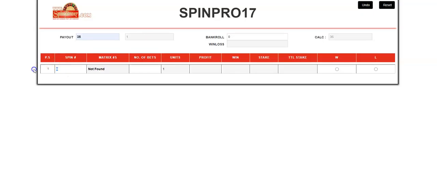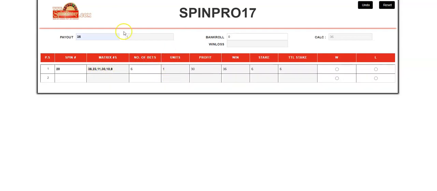So we're going to put in 20 here. Now what you're going to do is, it gave you this sequence of numbers. You're just going to put in 6 because you're betting 6 numbers, and it tells you I'm only betting 1 unit. So you're going to bet 36, 23, 11, and 30.